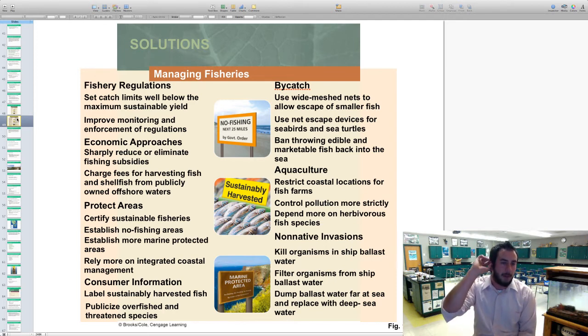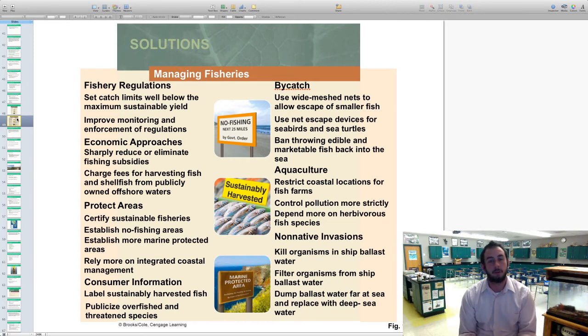Bycatch is another problem that Brett talks about, or will talk about, or has talked about in his video, and looking at what type of nets to use: using wide mesh nets to allow escape of smaller fish, using net escape devices for sea turtles and seabirds, and banning throwing edible and marketable fish back into the sea. And so that might be a couple of different ways that we can deal with bycatch.